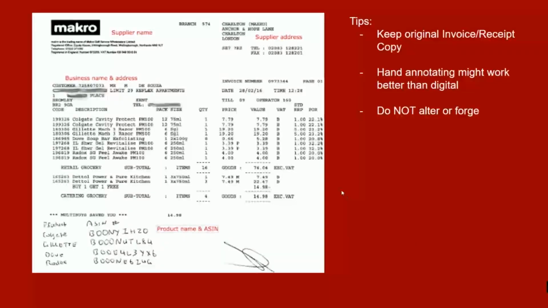The other one here is an invoice. They have highlighted in red the supplier name, business name and address, and supplier address. They have all of the ASINs listed out down below here. This was probably used to get ungated for something, but it would be the same thing if you were using this for some sort of IP violation to show the invoice.